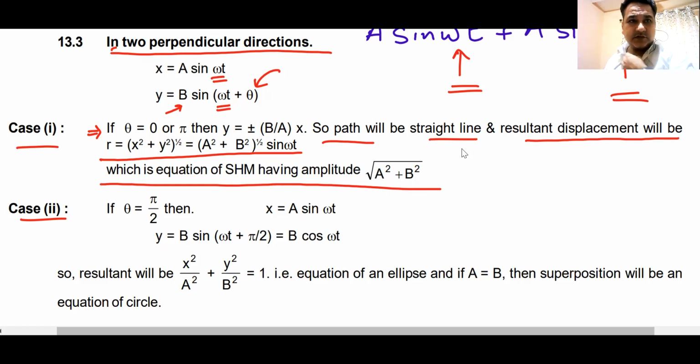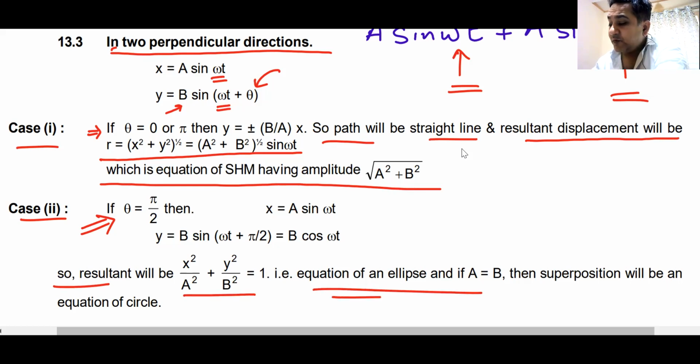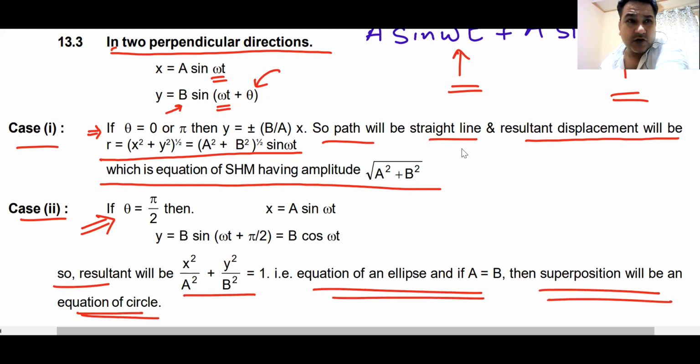If a particle is performing SHM in two directions, one along X, one along Y, and the phase difference between these two is 0 or 180, the resultant path will be a straight line. The motion will be simple harmonic and the amplitude will be root over A square plus B square. If the phase difference is pi by 2, then the equation will look like this. That is the equation of an ellipse. It will follow an elliptical path.